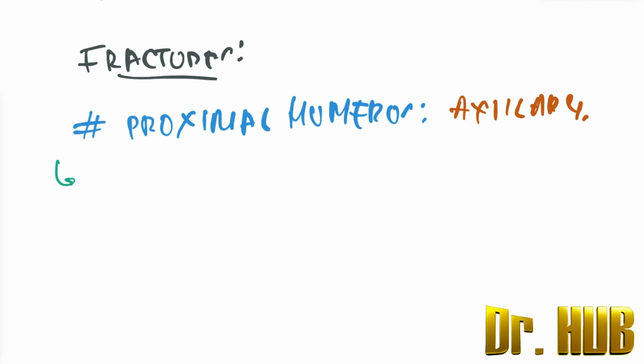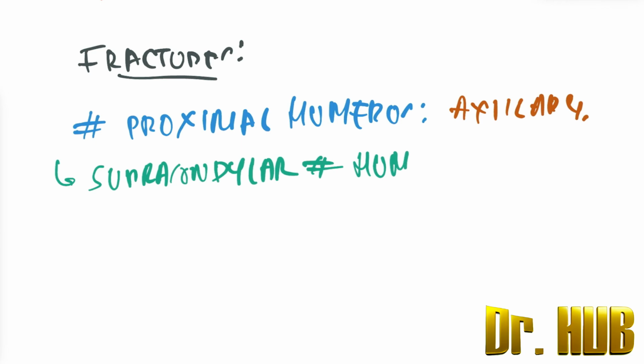Then comes a question on the supracondylar fracture of the humerus. What is the vessel involved here? The vessel involved is the brachial vessel. So the brachial vessel is involved.